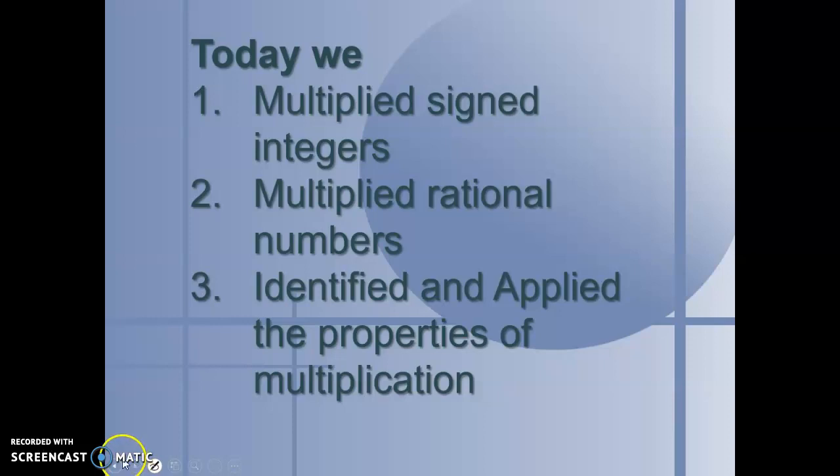Today, you multiplied signed integers, you multiplied rational numbers, and you identified and applied the properties of multiplication. If you have any questions, be sure to ask me next class.